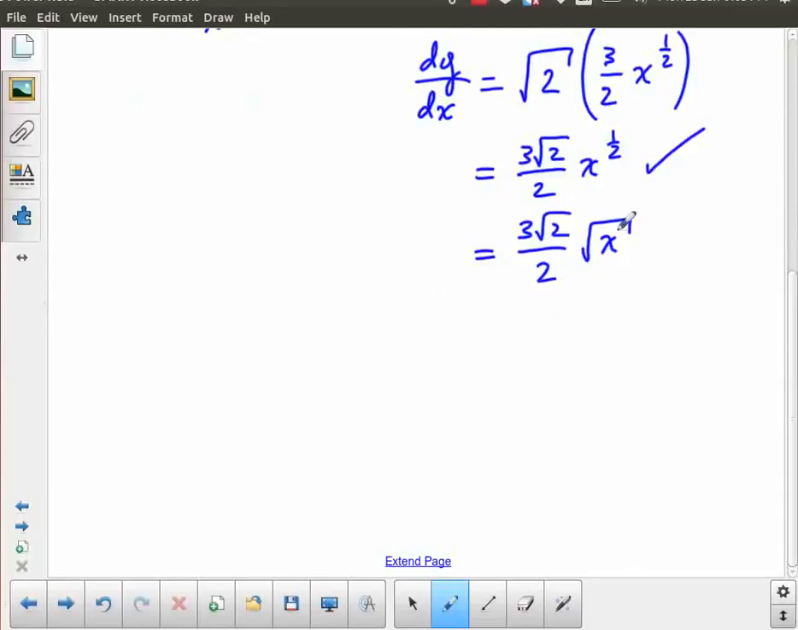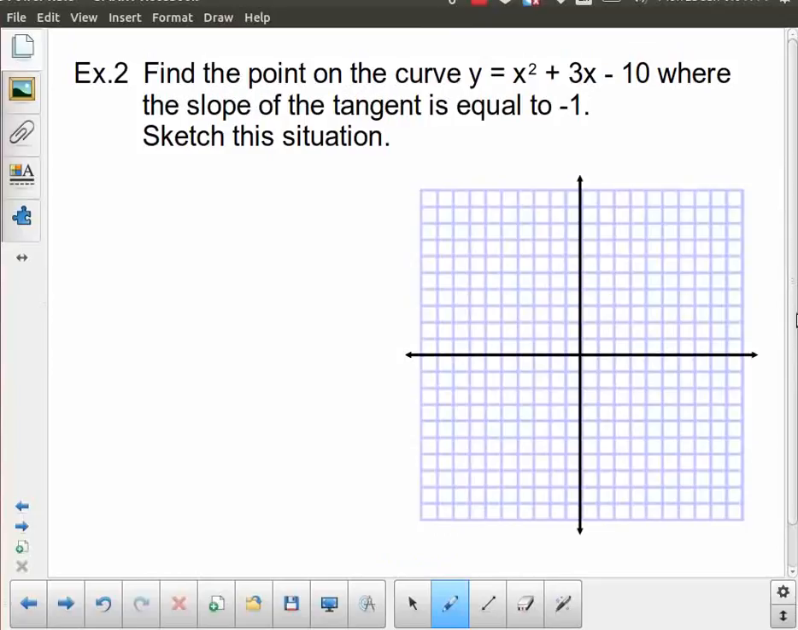And if you were going to go this far, I actually wouldn't want you to stop at this point. If you're going to bother writing this as square root of x, I would write that as 3 times the square root of 2x, combining those, over 2. So this one or this one would be acceptable. Okay, so there's some practice with the algebra of the power rule.